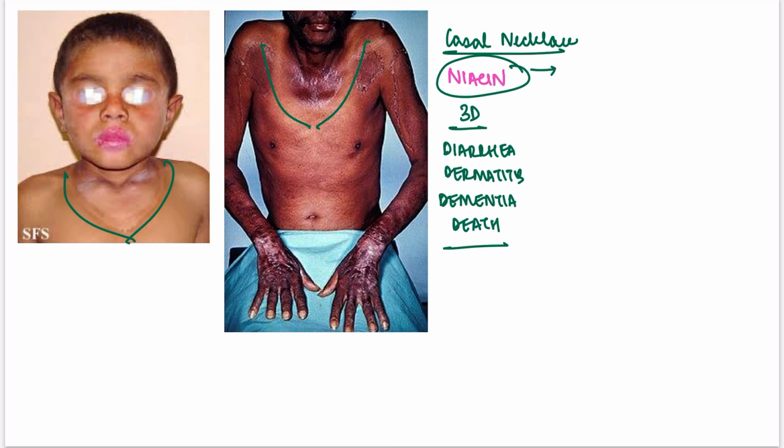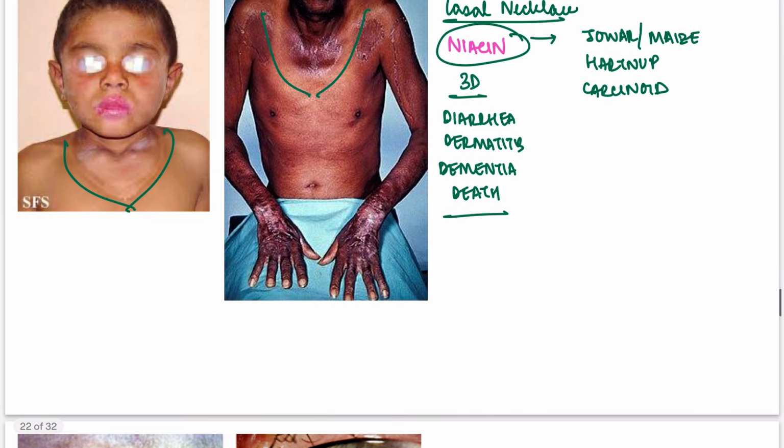Remember, a child who is having jowar based or maize based diet can develop this. Hartnup disease, where there is decreased absorption of tryptophan, you can see this. Carcinoid syndrome, where all the tryptophan is used up in the formation of serotonin and no niacin is formed, again you can see this. Also in B6 deficiency, which is very important for the kynurenine pathway, you can again manifest this. So this is nothing but pellagra, 3D disease.